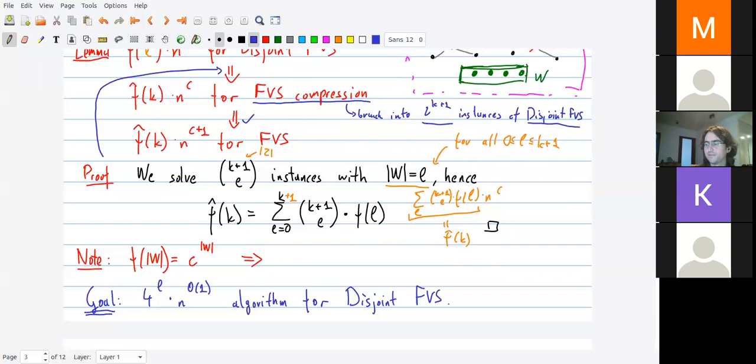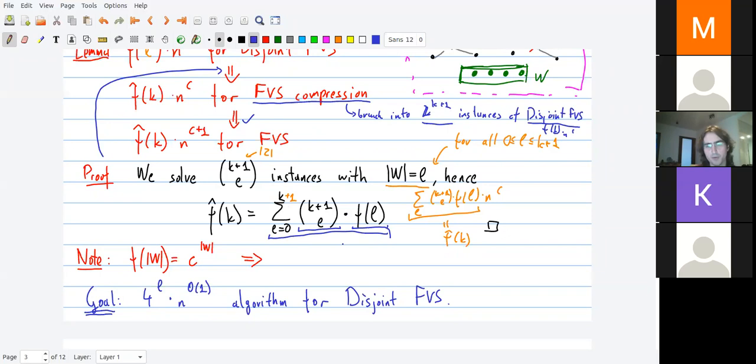Good. So as I said, we are solving 2^k+1 instances of disjoint feedback vertex set, which immediately shows that if I am able to solve this in f of k times polynomial time, then I can do the same for feedback vertex set compression. But what we are actually doing, the new running time is like that. That is the parametric factor, because we are solving this many instances with size of W equal to l, and on each we are using f of l times a polynomial.